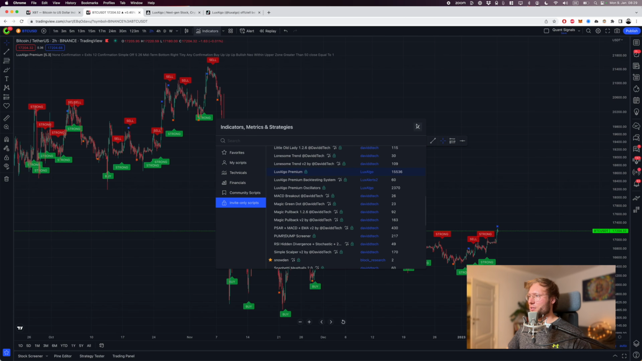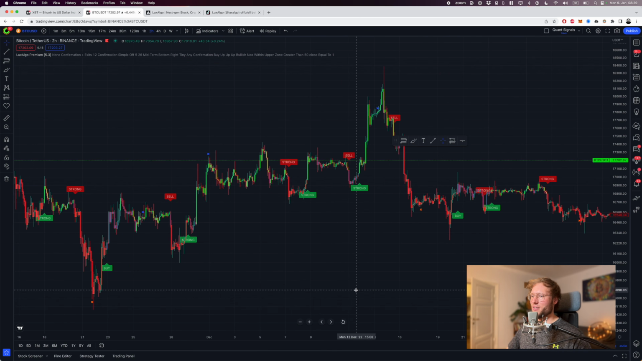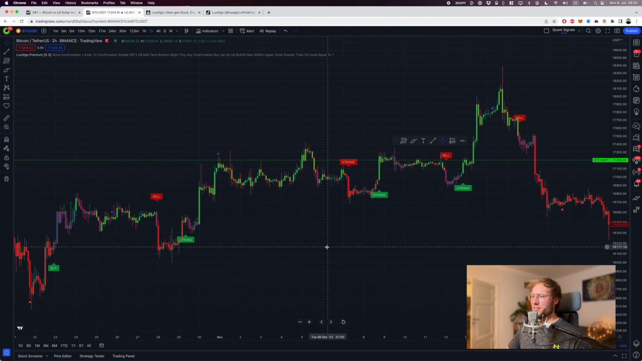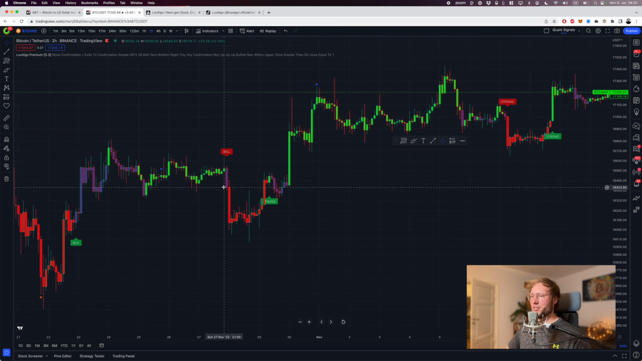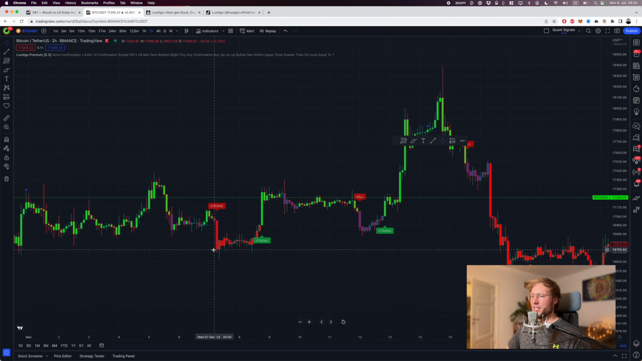So I've already added it to the chart, and this is how it looks. At first glance, it looks really messy. Then you zoom in and you think, okay, no, actually it makes sense. But you always have to keep in mind, these signals appear at the candle close. So most of the time, the move has already ended.